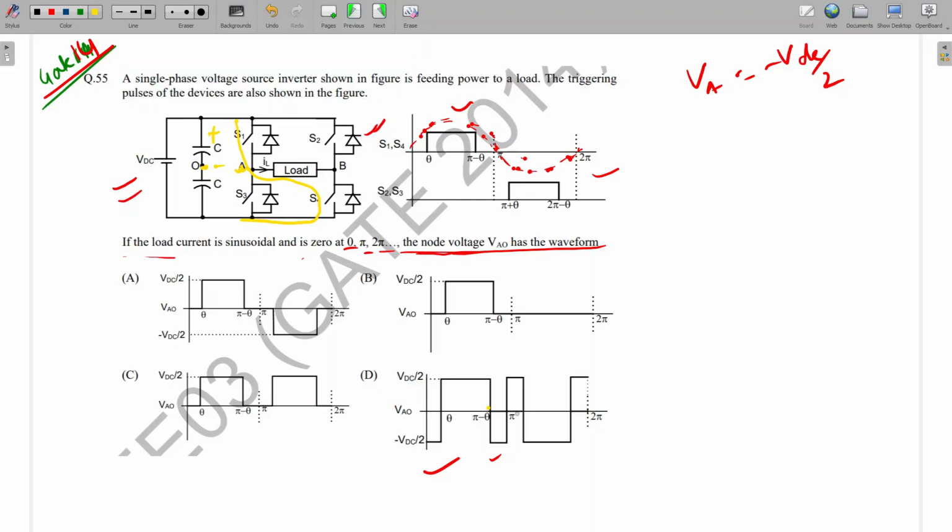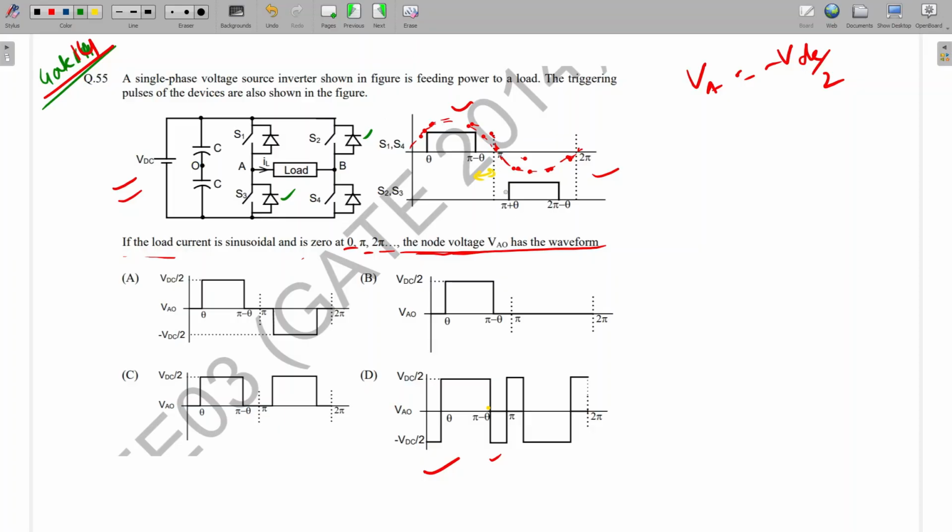Again pi minus theta to pi. So pi minus theta to pi, current is positive only. So which will take care? That is same as previous, so that will be taken care by this diode. So what will happen? Again minus VDC by 2.